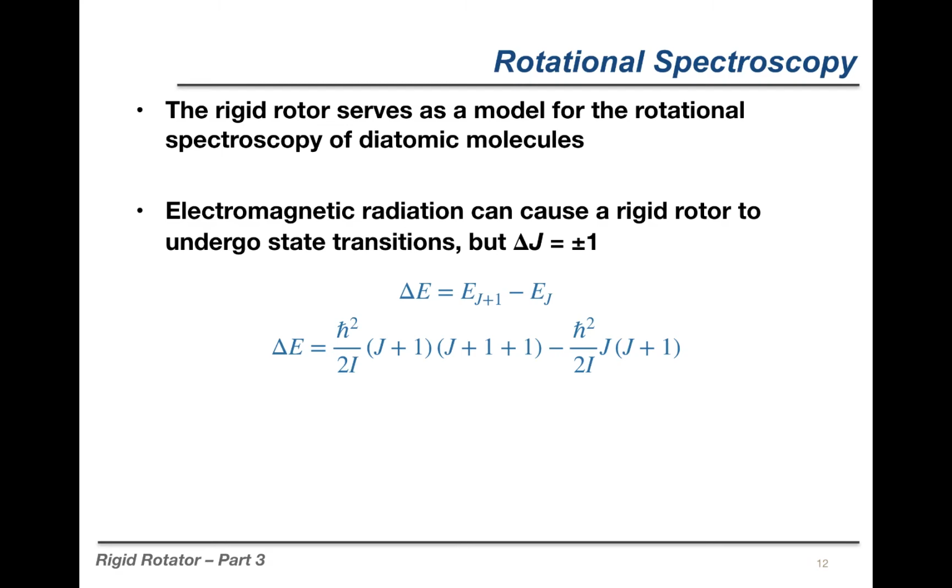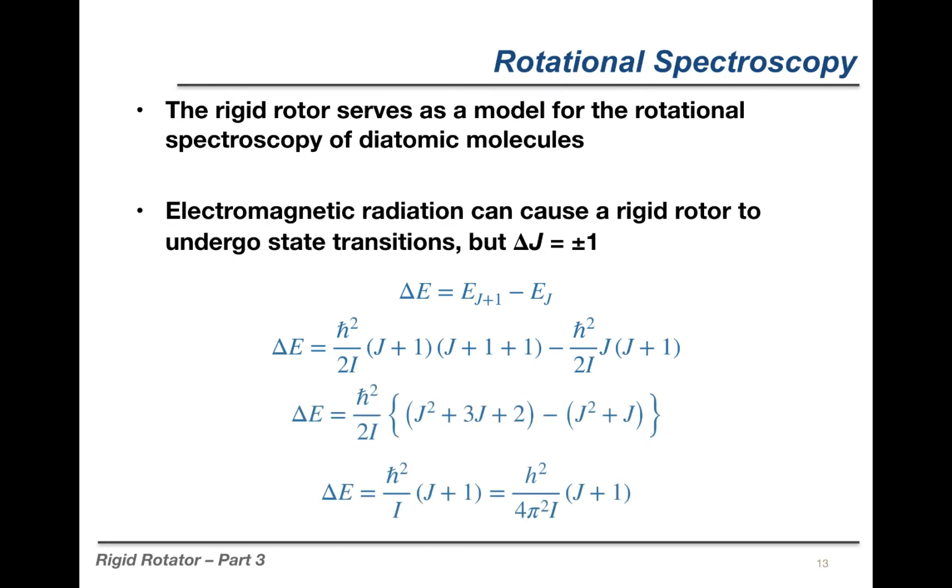If we expand out the definitions of energy in terms of J and the moment of inertia, we get the expression shown on the screen now. And after a little bit of algebra, what we find is that the change in energy is linear in the quantum number J. There's a constant, h squared over 4 pi squared I, times J plus 1.